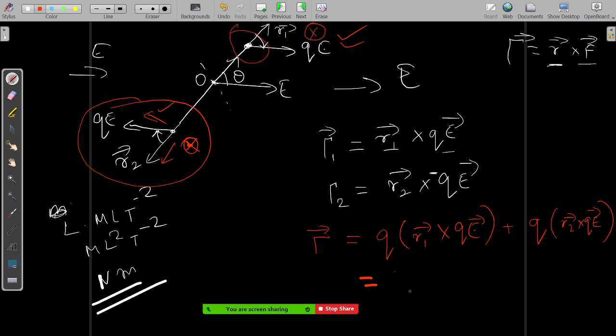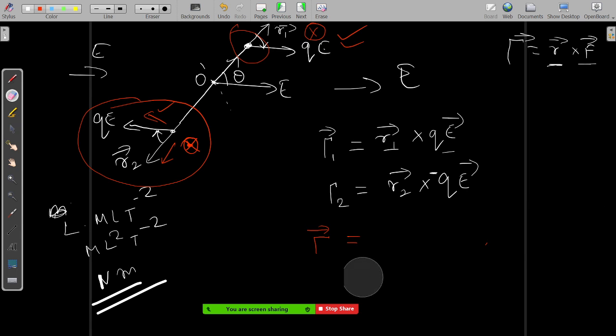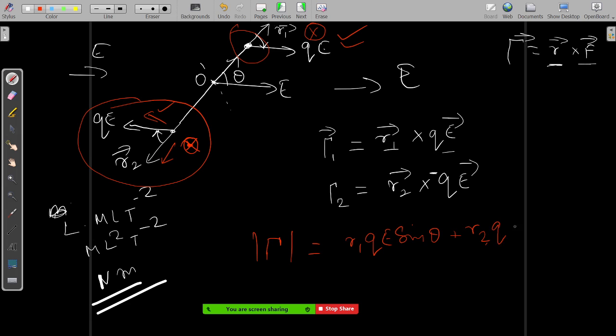So what we'll do is we don't want to see it in terms of direction, since we know the direction already. We'll just see the magnitude of the total torque, how much it comes to be. It becomes R1 QE sine theta, and R2 QE again sine theta. What will be the sine theta here? The same.